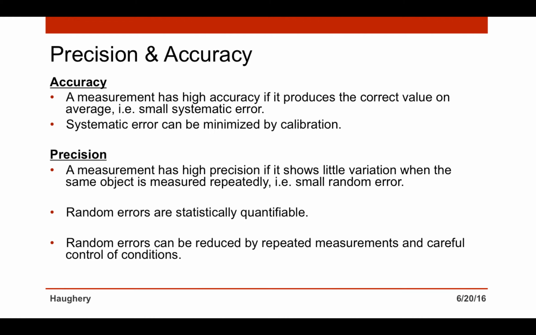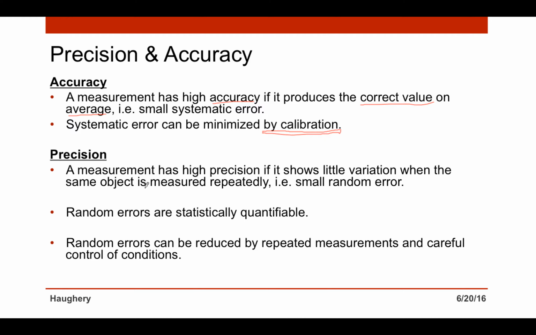So again, just restating some things I had just commented on. A measurement has high accuracy if it produces the correct value on average. So if we took an average of all our measurements, and on average it was the target value, that would be high accuracy, okay? Because on average we get to that target bullseye. Systematic errors can be minimized by calibration, okay? So if you have an inaccurate measurement system, the first thing you should do is calibrate it. You do this when you step on a scale in your bathroom.